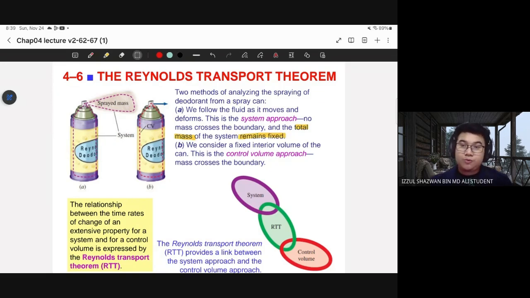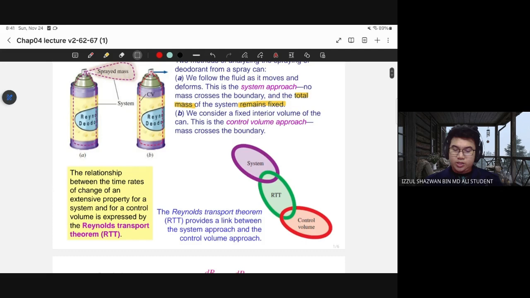The second method to analyze the spraying of a deodorant can is to consider the fixed interior volume of the can. This is called the control volume approach. So based on these two methods, how can both of them interact with each other? Well, that is where the Reynolds transport theorem comes from, which is RTT for short.